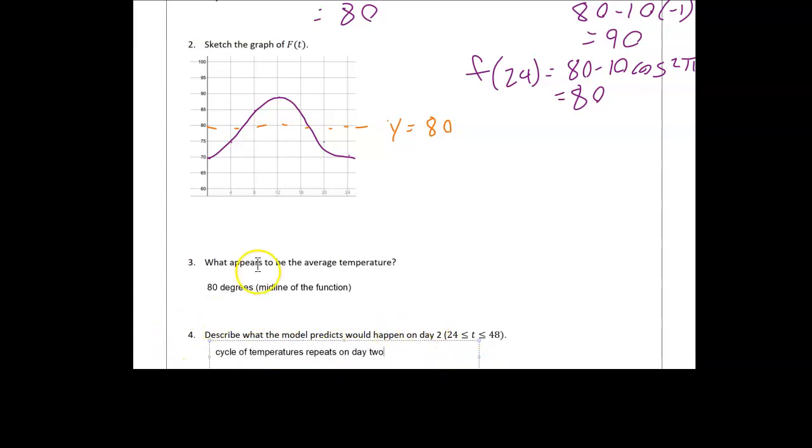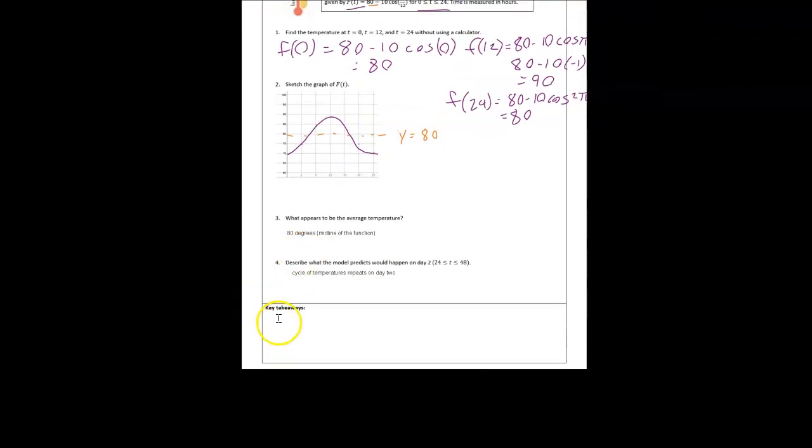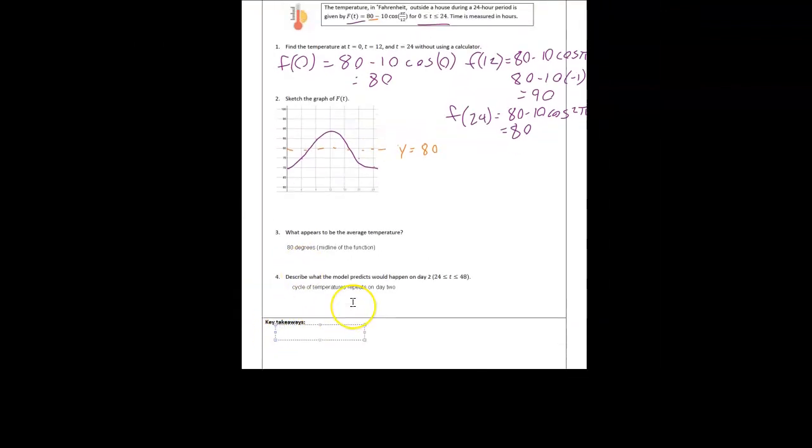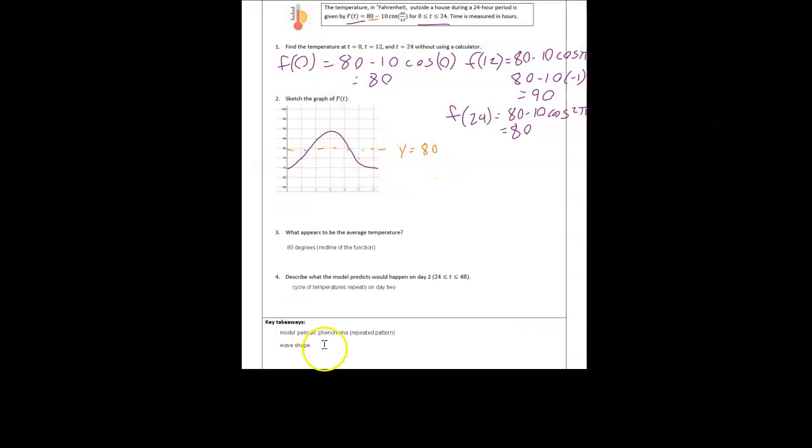So that's why these types of functions are useful, because they model what we call periodic phenomena. And really that just means things with a repeated pattern. We'll also note that they have a wave-like shape. And that wave is around a sort of center, right? So that wave is around a midline.